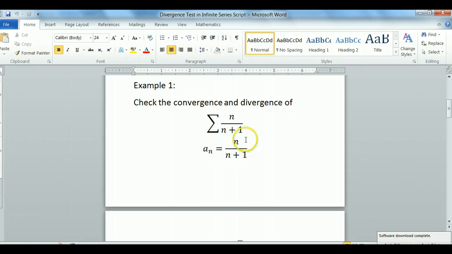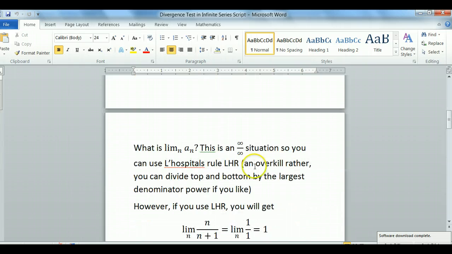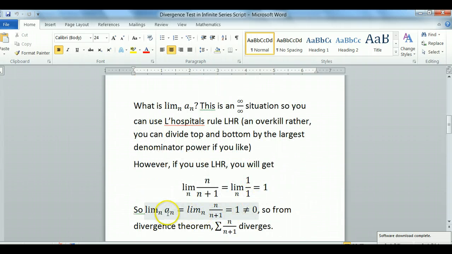Okay, so is the limit of the sequence equal to 0? No, because it is equal to 1. It is not equal to 0. So the limit of the sequence is not equal to 0.